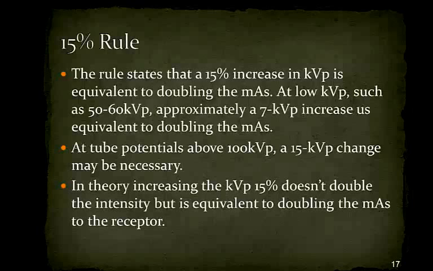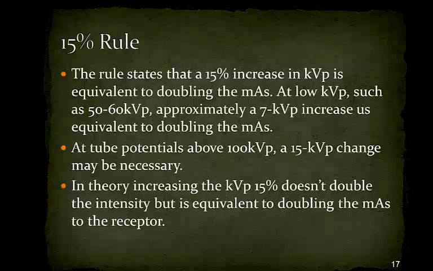So we'll cover that in a few different lectures. With a tube potential above 100 kVp, a 15% kVp change may be necessary. That's what I'm using for my example. So again, with 100 kVp, we're only going to have to go up 15% to get that double. Or if we'd like to do it on the other end, if we are, for example, overexposed, and we'd like to change the kVp instead of the mAs, we could go to 85 kVp, which is going to be equivalent to halving the mAs.